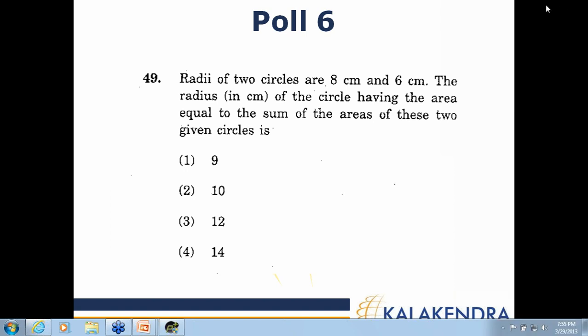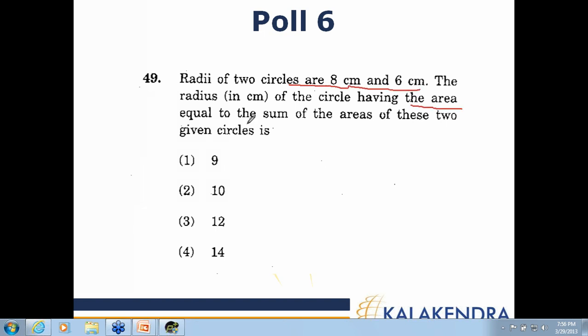Okay, so we're back on the screen, and if you look at this particular question, we're talking about the radii of two circles, 8 and 6 centimeters. Some of you have added these two together, which is not what it is asking you to do. It's the radius of the circle having the area equal to the sum of the areas.